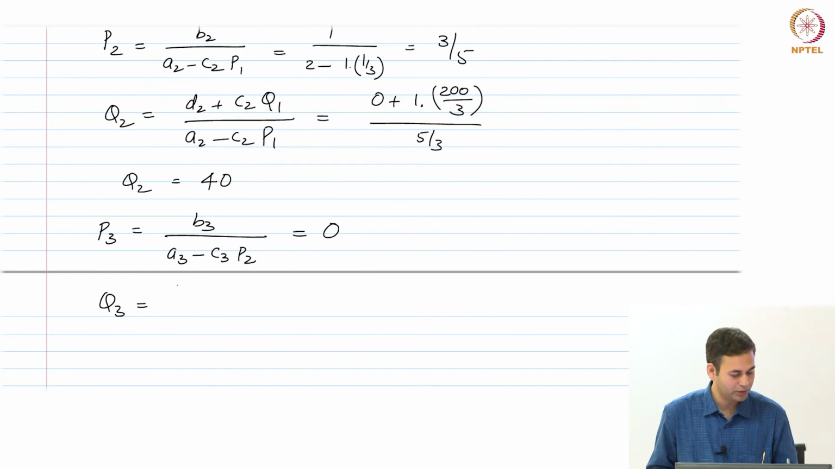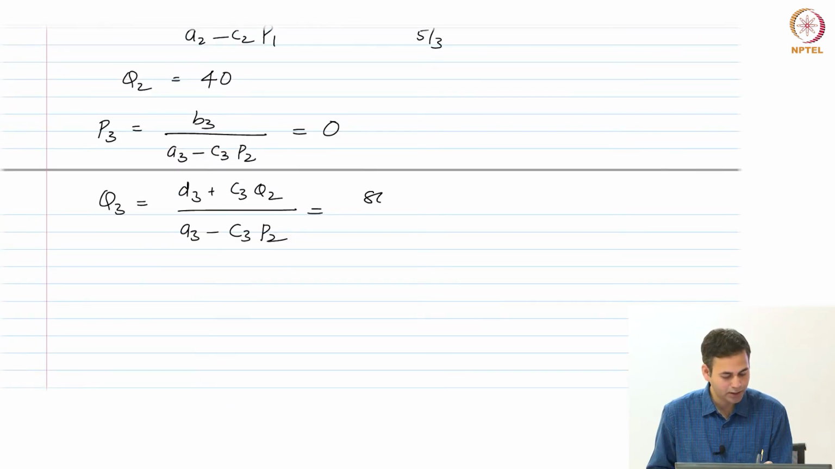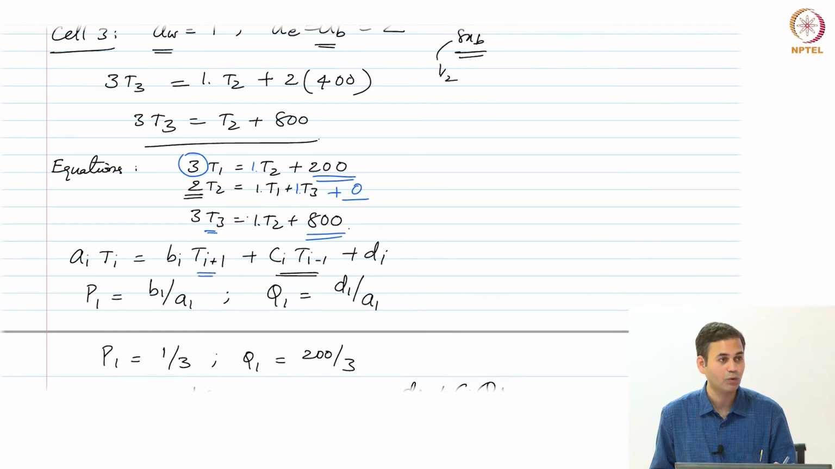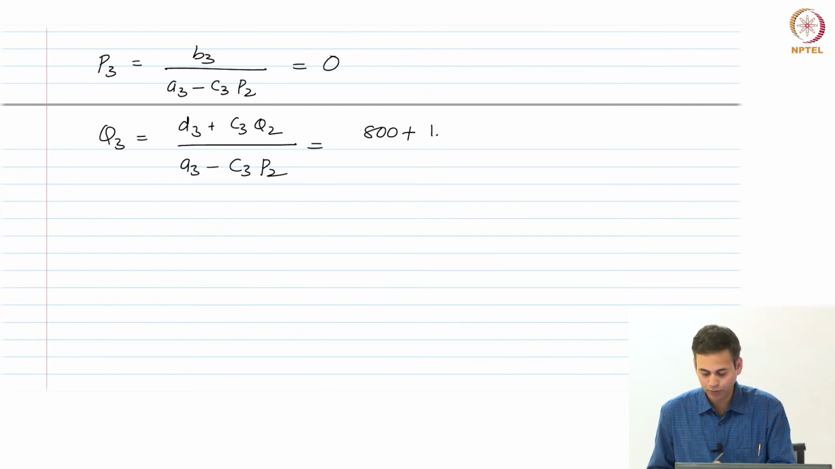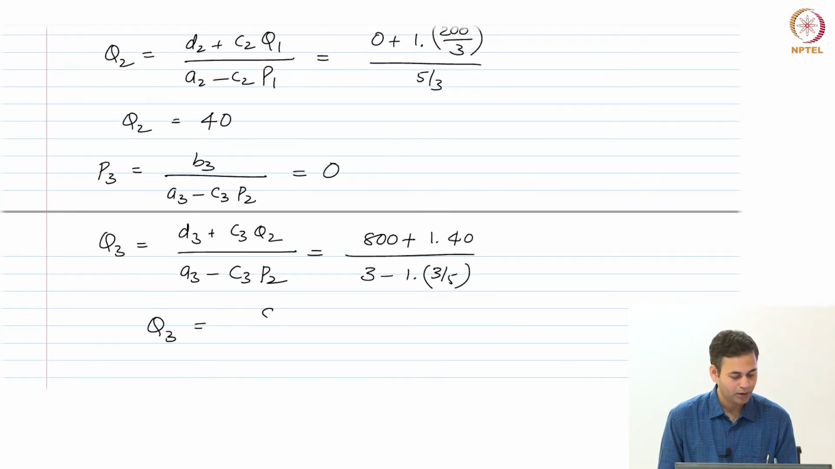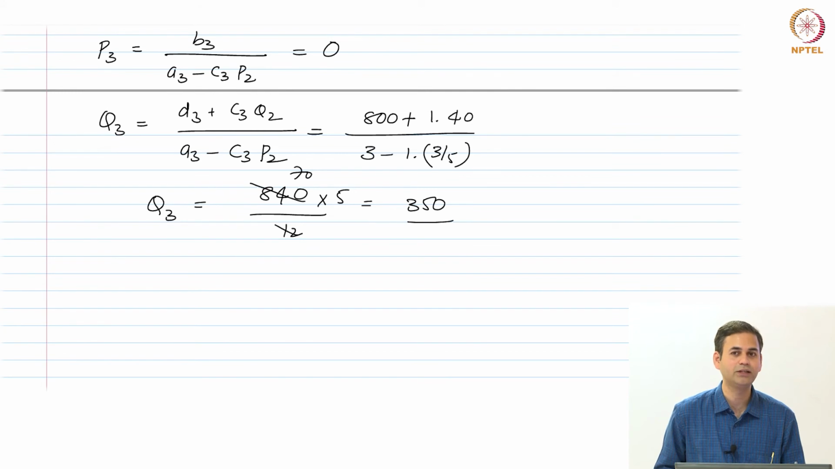What about Q3? Q3 is D3 plus C3 Q2 upon A3 minus C3 P2. How much is D3? D3 is 800. So, this is 800 plus C3, the coefficient of Ti minus 1, which is 1, times Q2, which is 40, upon A3 minus C3 P2. A3 was 3, C3 is 1, and P2 was 3/5. So, this value is 840 upon 12 by 5. How much would this be? 350. So, Q3 is 350.